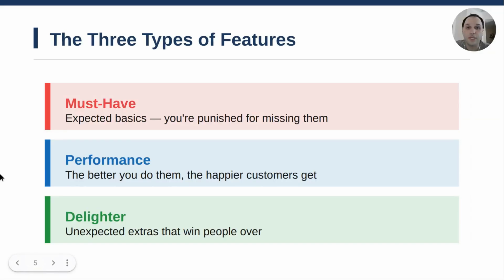These are the 3 main types, and I'll color code them so they're easy to follow. Must-haves in red are the expected basics. You get punished for missing them. Performance features in blue are the ones where the better you do them, the happier customers get. And delighters in green are the unexpected extras that win people over. Keep an eye on those colors because they follow us through the rest of the deck. Let's take each one in turn.